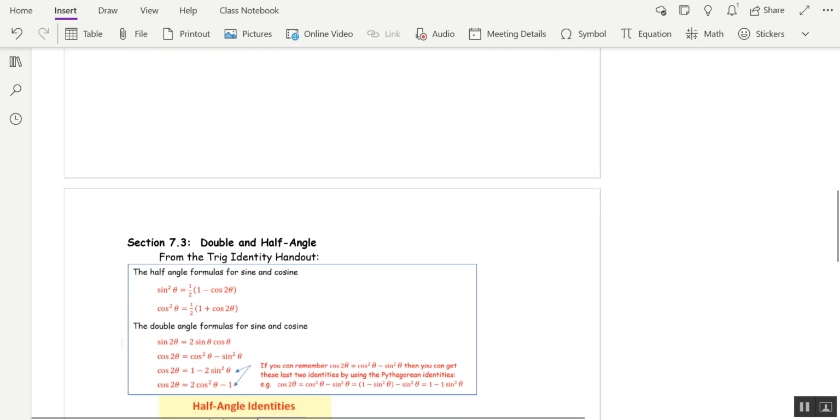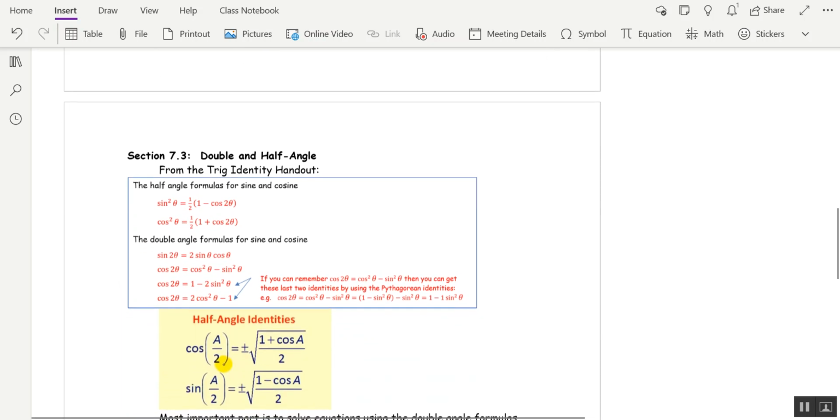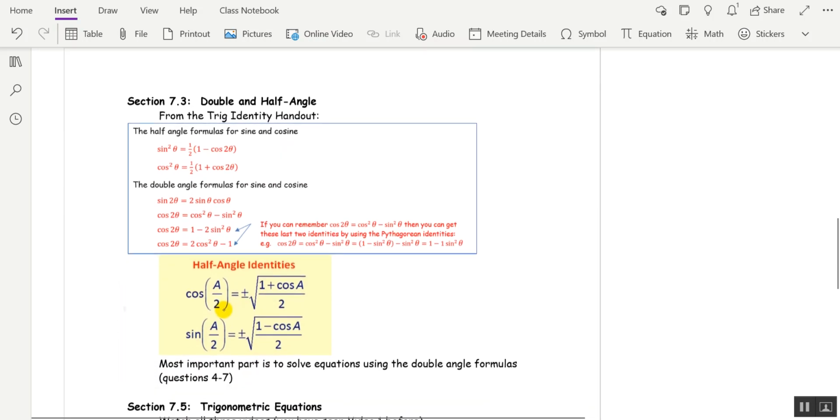Section 7.3 talks about double and half angle. You will need to memorize some identities from this section in order to do the trigonometric equation problems. So you need to memorize all of these, the double angle formulas for sine and cosine.